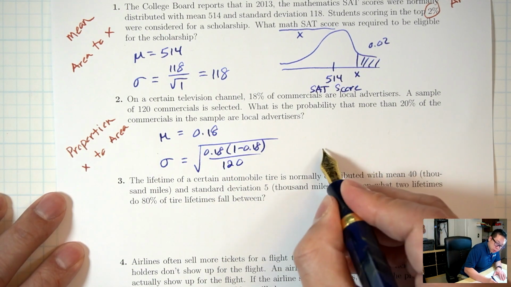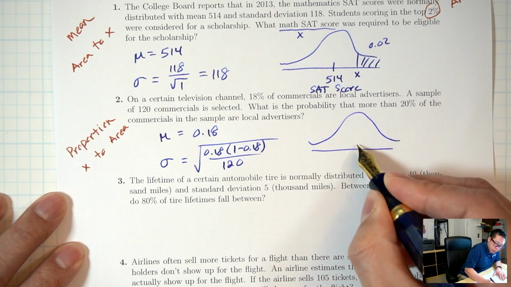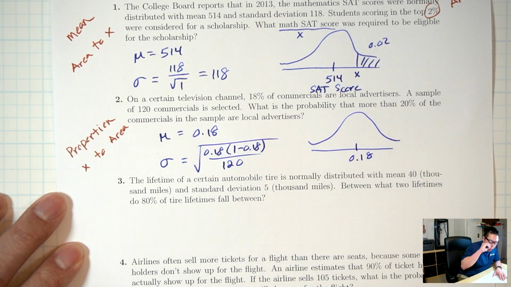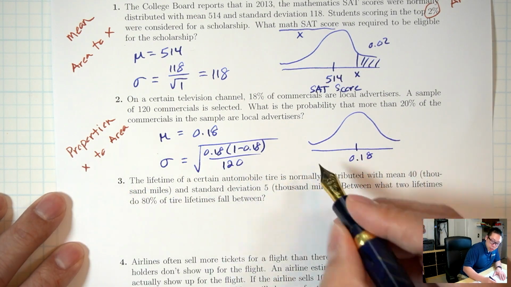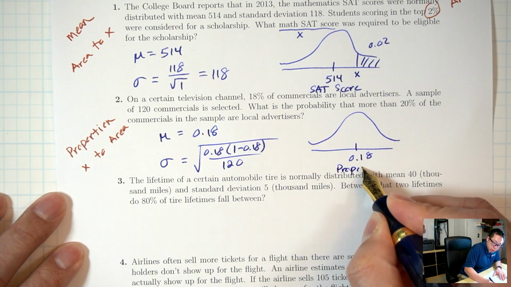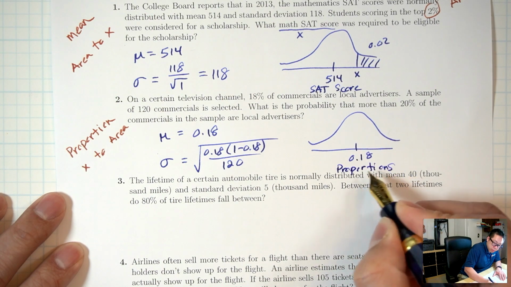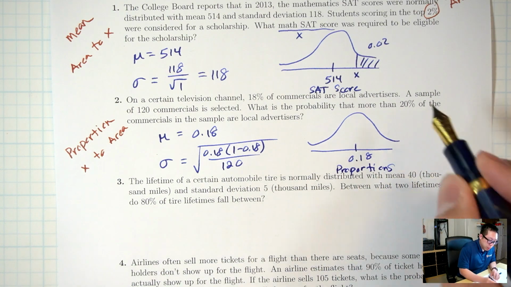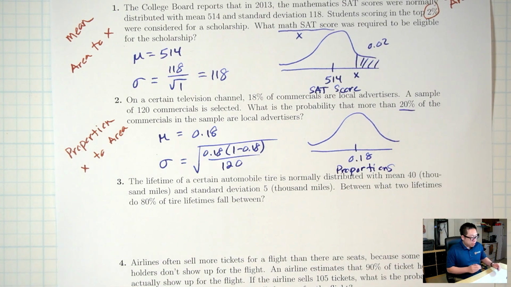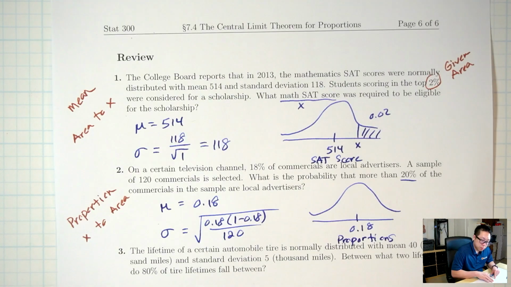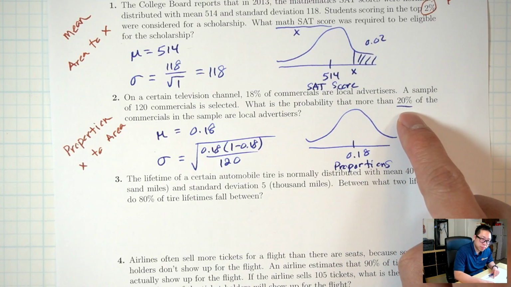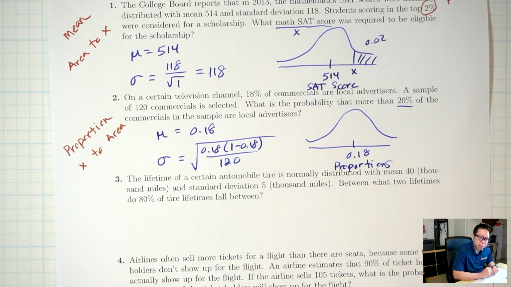Okay, let's draw a picture. Put the mean in the middle. That's the 0.18. And so for proportion situations, my x-axis are going to be proportions. And then the rest of my picture, I need to put this on my picture. Is that an x or is that an area? So up here, that 2% was an area. Here, is that an area? No, that's an x.